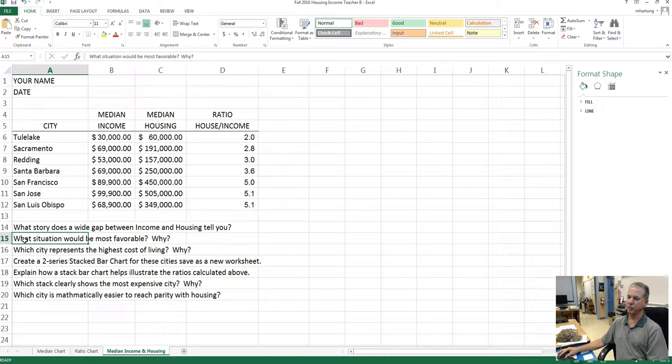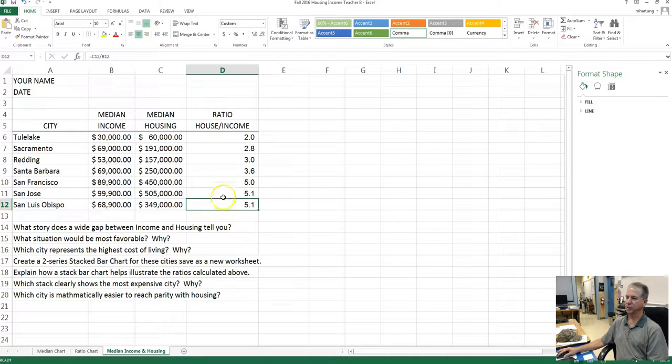What situation would be most favorable? The situation that would be most favorable is because. Which city represents the highest cost of living? Well, it looks like there's two of them there. And so you would begin your answer to this question by saying, the cities that represent the highest cost of living include, and then you would say why, and you could talk about this ratio of housing to income.